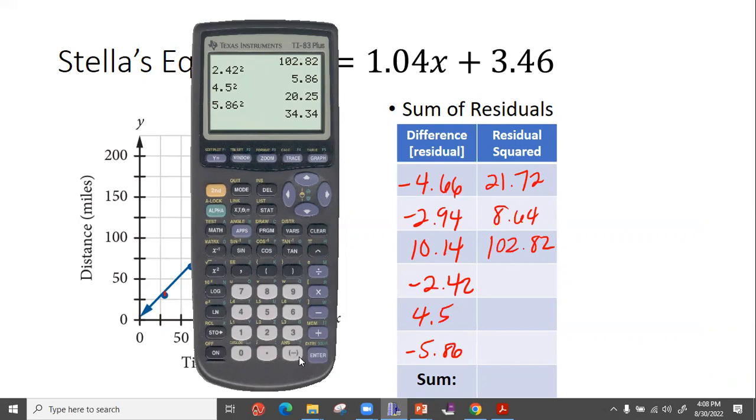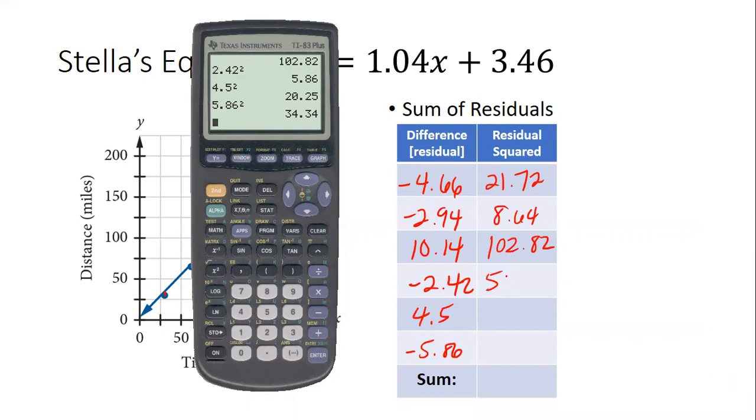And then we're going to add them all up because it says the sum, and sum means to do what? Add them. I want you to add them and tell me what my sum is.